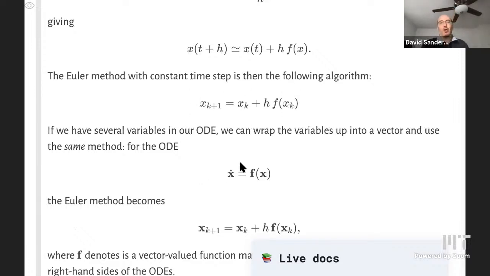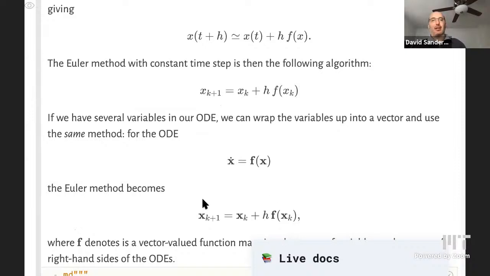And that can also work for our SIR model, where we have 3 variables. We'll wrap those variables up into a vector, and then we can write the differential equation in vector form. And the Euler method can also be written in vector form and programmed like that in Julia or whichever language.